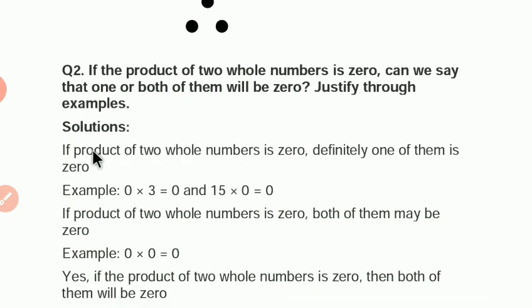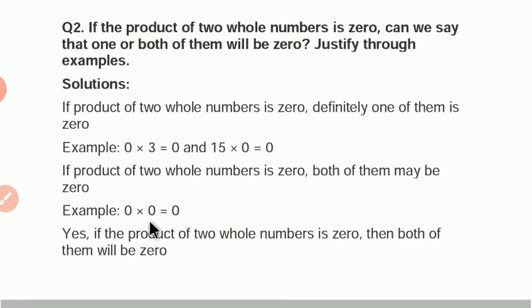So the first condition is that if the product of two whole numbers is 0, we know that if we multiply any number by 0, then only it is possible to get the answer as 0. So we can say that definitely one of them is 0. For example, 0 multiply 3 is 0, 15 multiply 0 is 0. So you can see that if we multiply any number by 0, then only we will get the answer as 0. Or we can also say that if the product of two whole numbers is 0, both of them may be 0. If we multiply 0 by 0, then also we'll get the answer as 0 only.